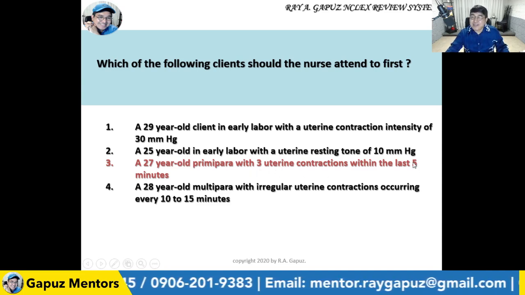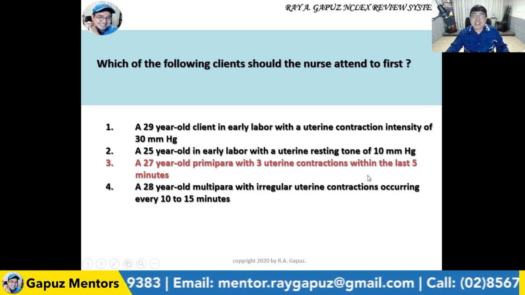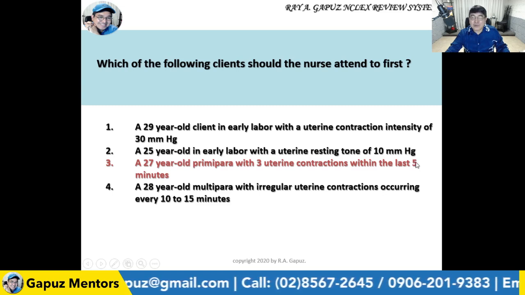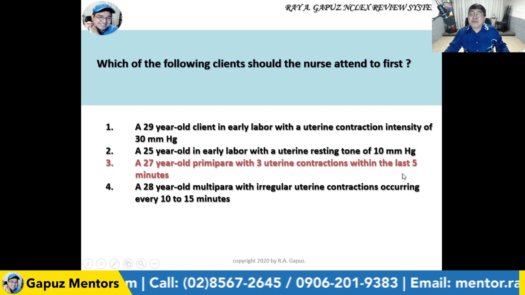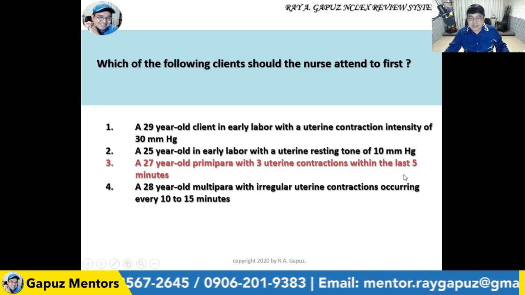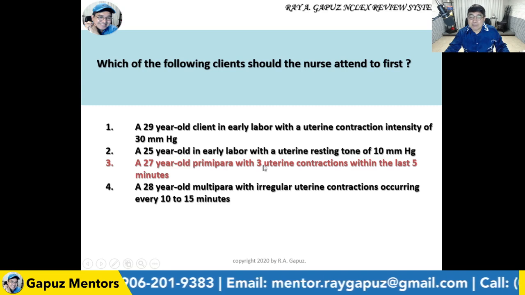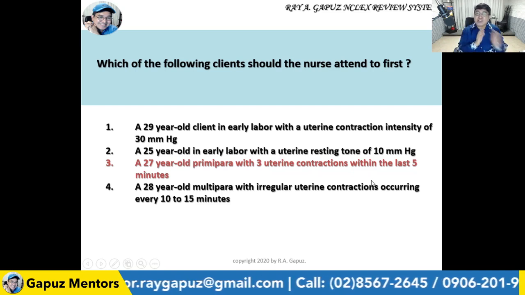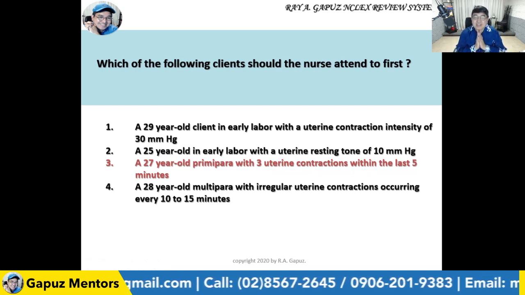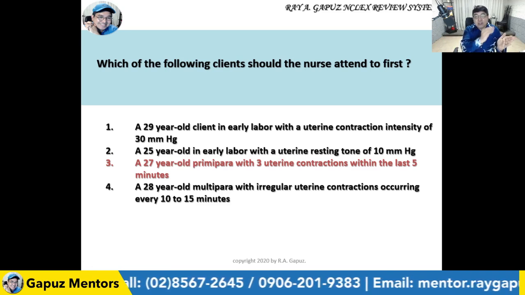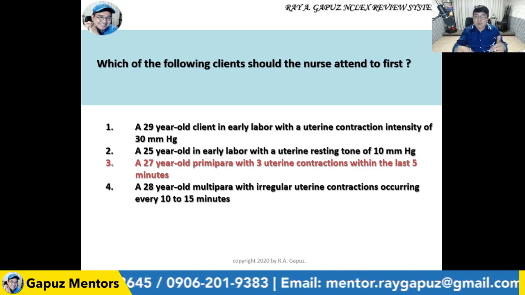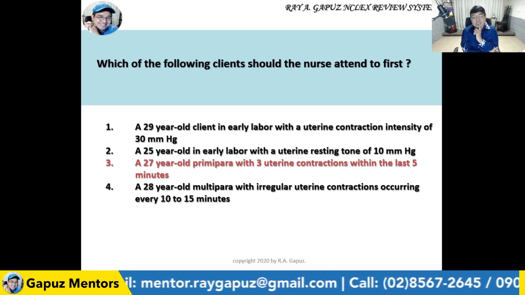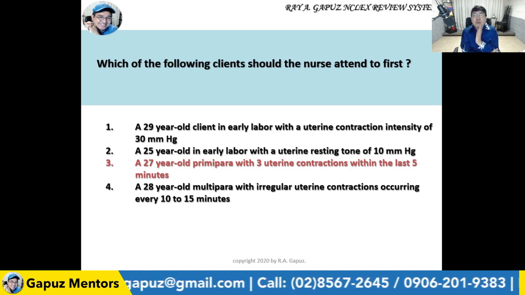How many seconds do we have per minute? 60 seconds. How many seconds do we have in 5 minutes? 60 seconds times 5 minutes is 300 seconds. How many contractions did the patient have in 300 seconds? 3. So we divide 300 by 3. The duration of contraction is 100 seconds. Now, the normal duration of contraction we discussed a while back is 30 to 90 seconds. 100 seconds is above what is expected as normal. So the patient is at risk for uterine hyperstimulation.